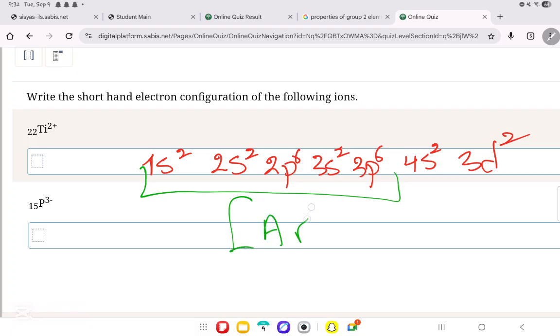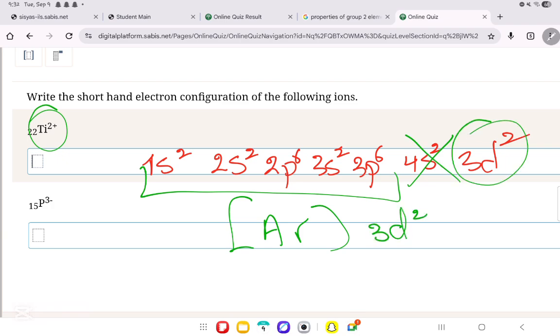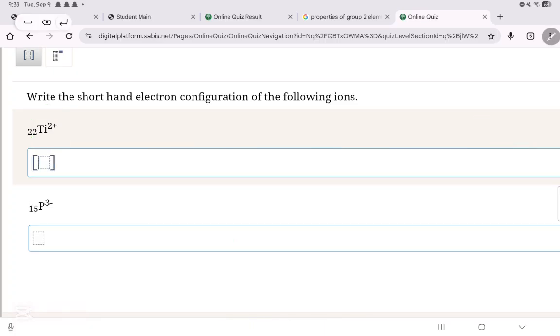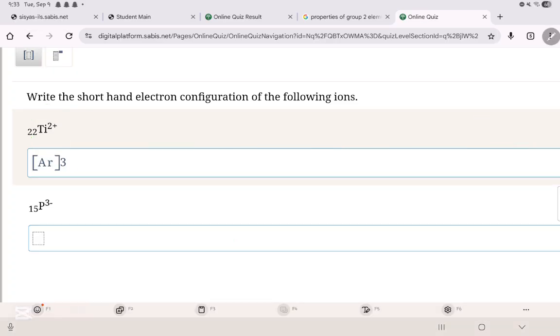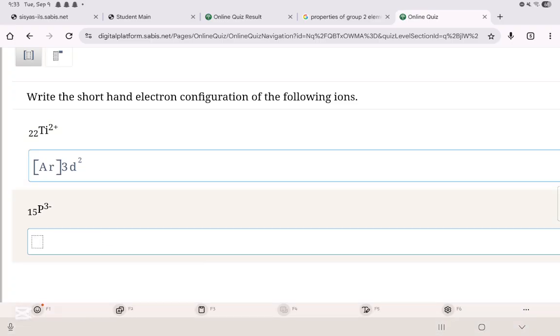You will substitute all of this by argon. Now, what did they say? It's Ti2 plus, so you are removing 2 electrons from the nearest s orbital. So you will go to the last s orbital, which in this case is 4s2, and you will remove all of the electrons from there. What is left for you to write? 3d2. So what's the final answer? It is argon 3d2.